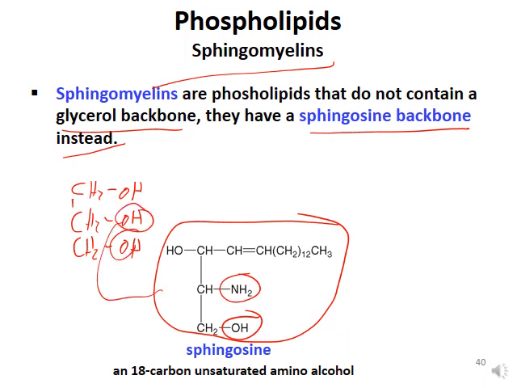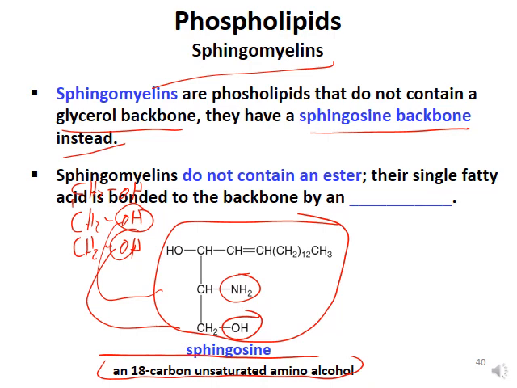Some similarities, but there's also definite differences. So it's called an 18-carbon unsaturated amino alcohol. Look, this is just how nature or God or whoever it is that made it. So this is just what real life is all about. So let's keep looking.